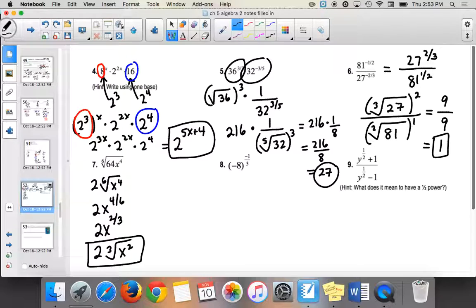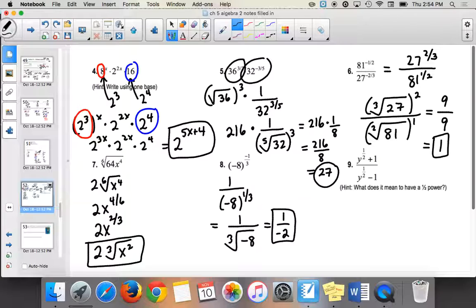I have negative 8 to the negative 1/3. So it's a 1 over negative 8 to the positive 1/3. So, Olivia, what is the cube root of negative 8? So it's negative 2. So it's negative 1/2 is our answer.